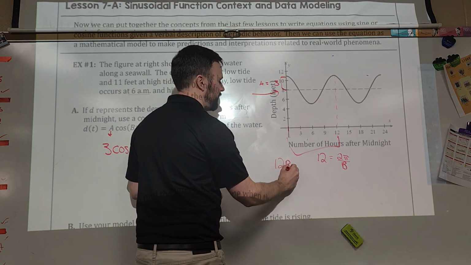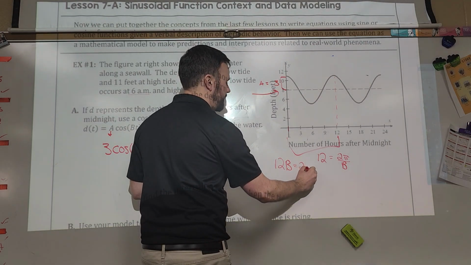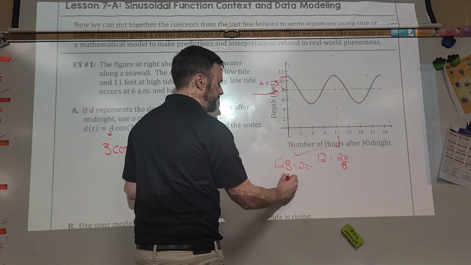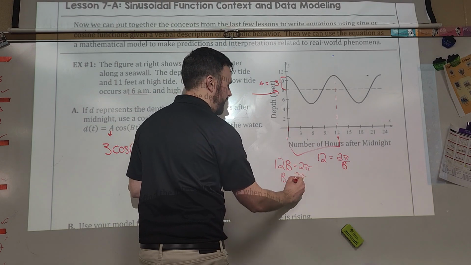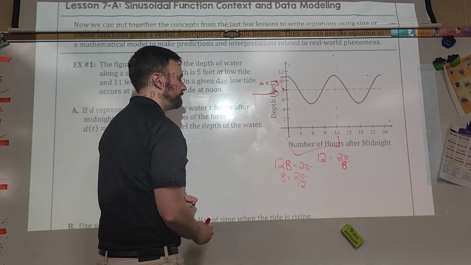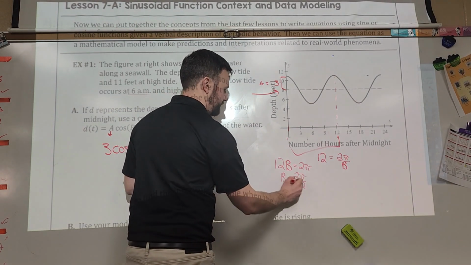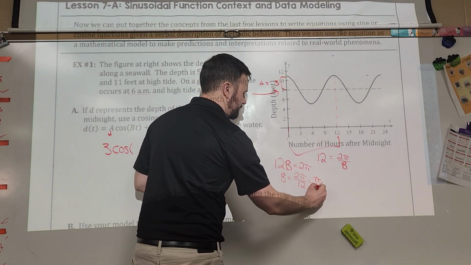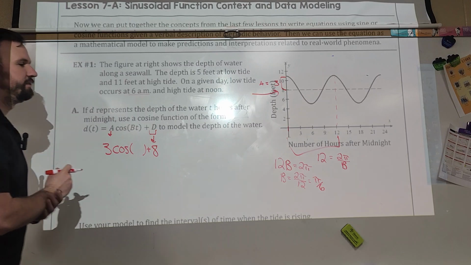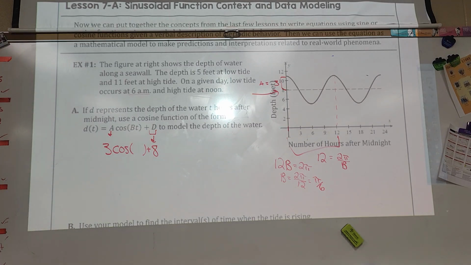If you need to cross multiply, which is fine, you get 12b equals 2 pi. So B would be 2 pi over 12, right? Which is also known as pi over 6. I had to cross multiply, divide. I did that one really quick.